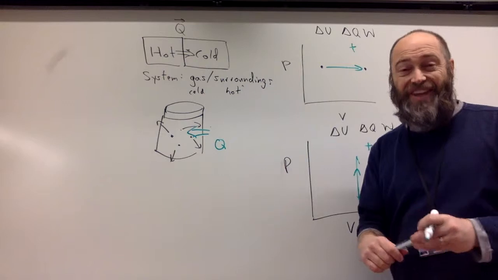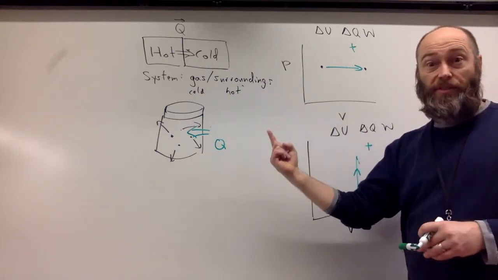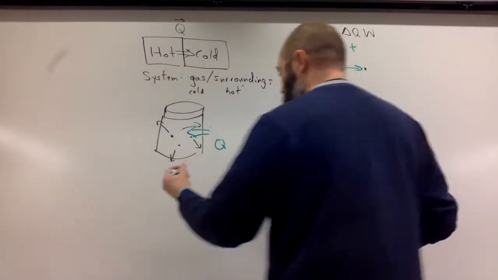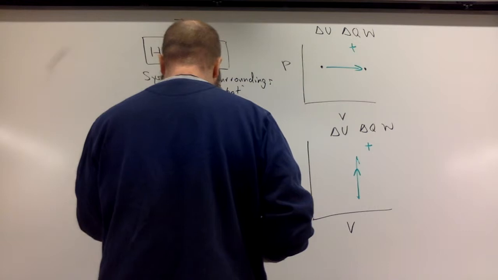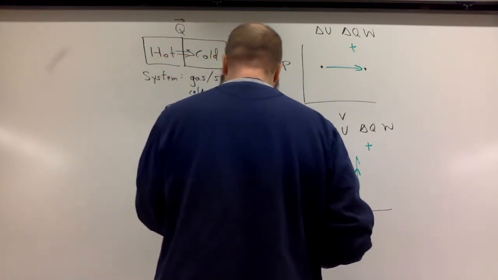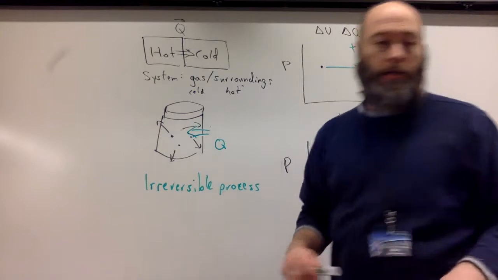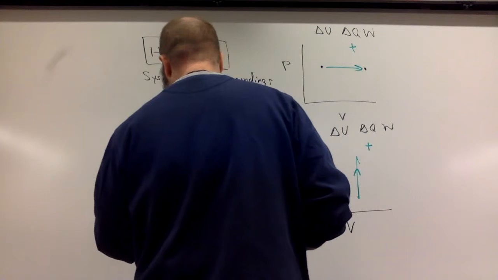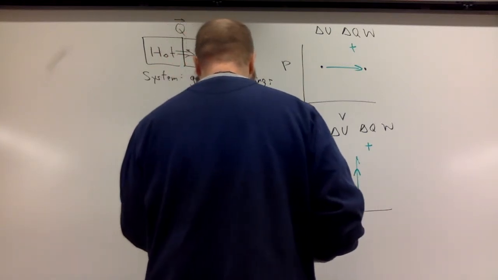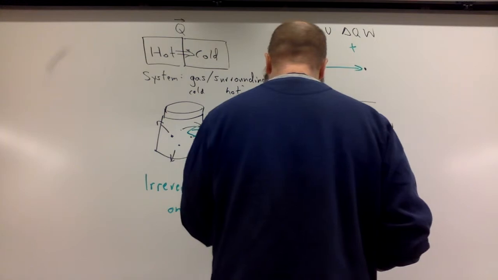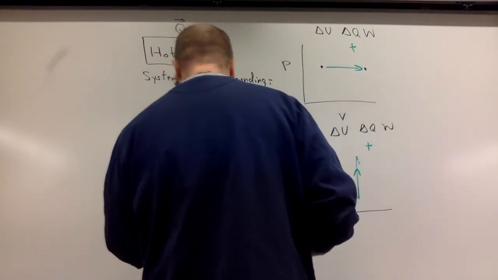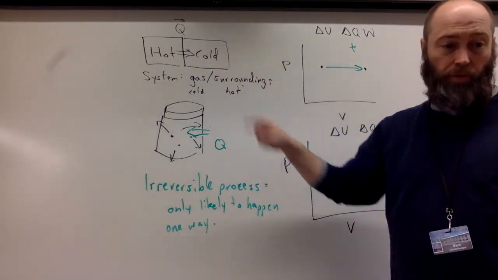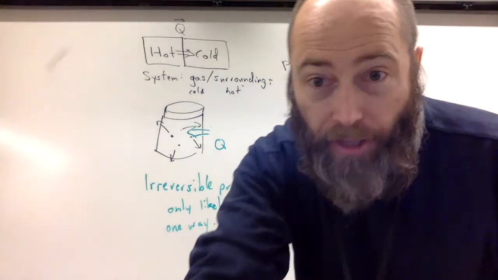But here's the one main thing I want to make sure you guys understand: all of these processes would only happen one way because heat flows from hot to cold. And this is what's called an irreversible process. An irreversible process is a process that's only likely to happen one way, which makes sense. Heat is only likely to go from hot to cold. So yeah, I'm going to pause it there. We'll come back in a minute.